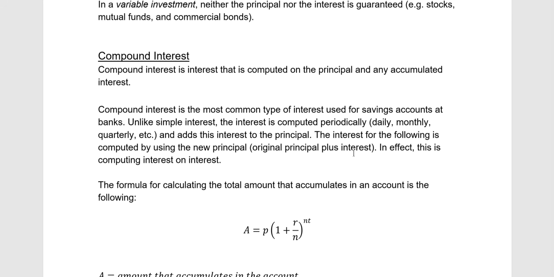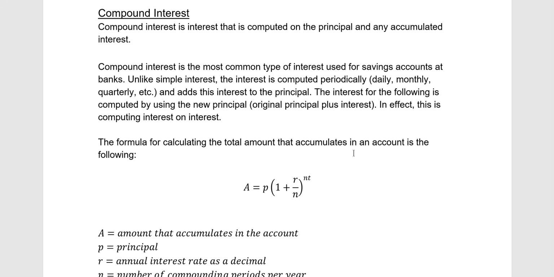So let's get into compound interest now. We did simple interest already, and now this is going to be compound interest. Compound interest is interest that is computed on the principal and any accumulated interest. Unlike simple interest, the interest is computed periodically for compound interest, and that means daily, monthly, quarterly, semi-annually. And then it adds that interest to the principal.